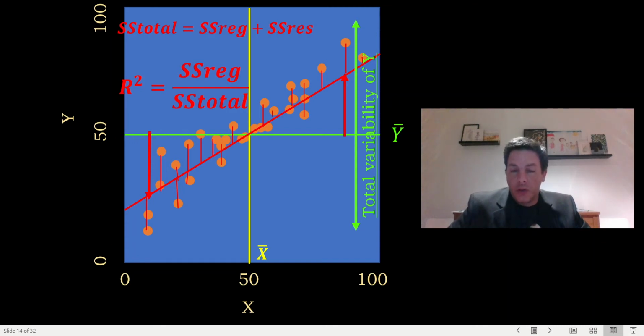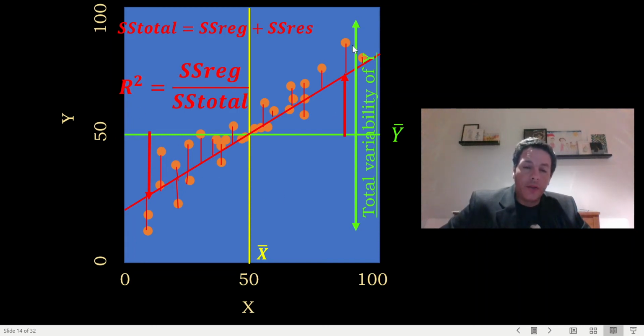Sometimes we continue a bit further and we divide by the number of observations minus 1, and that gives us the variance. And then sometimes from the variance we take the square root, and that gives us the standard deviation. Okay, so the sum of squares total is the variability of y.